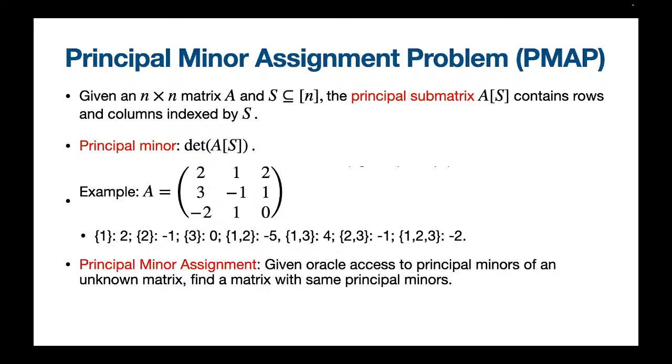In the problem of principal minor assignment, we are given oracle access to the principal minors of an unknown matrix, and the goal is to find a matrix which has the same principal minors. For this example, we will be given oracle access to this list, and we have to generate the matrix A or something equivalent to it. The goal is to do it in polynomial time.